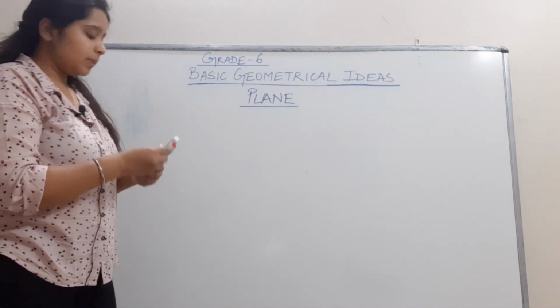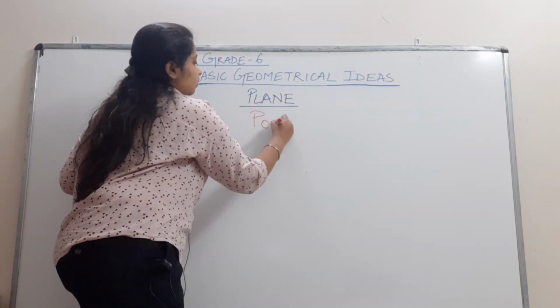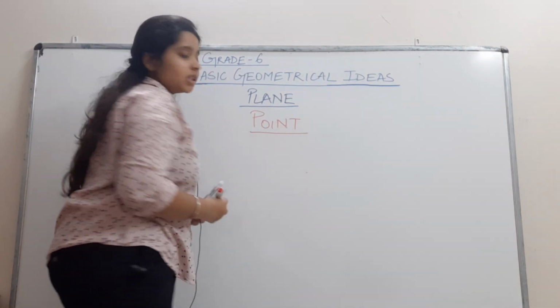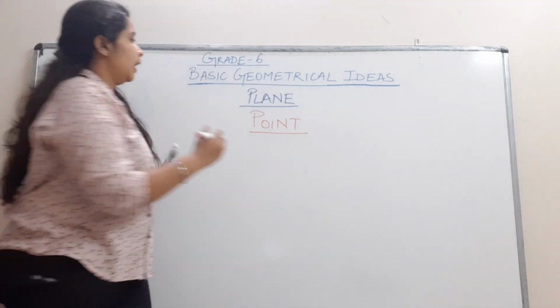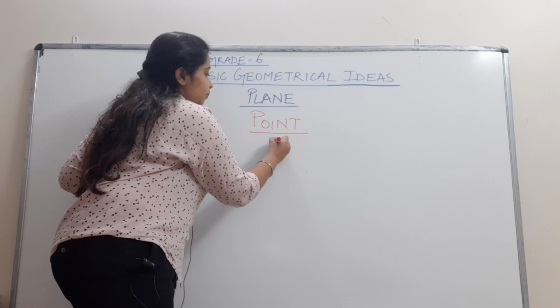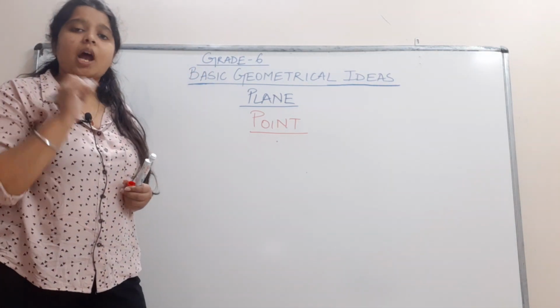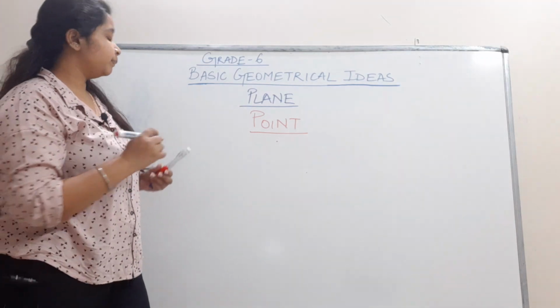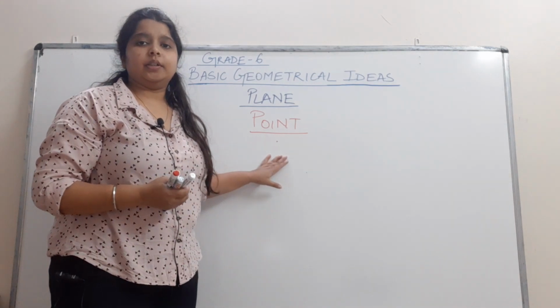Next we studied about a point. What is a point? A point is a non-dimensional figure. It is very small, it is made with a very sharp tip of the pencil, and it is the basis of all geometrical figures.